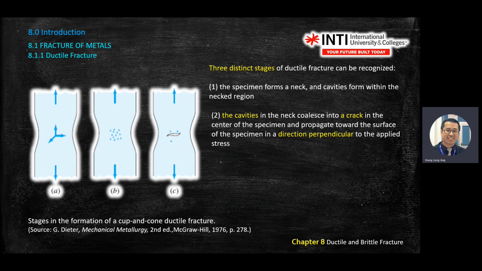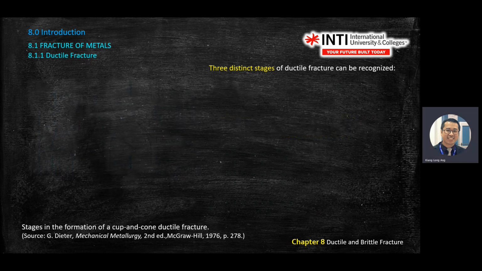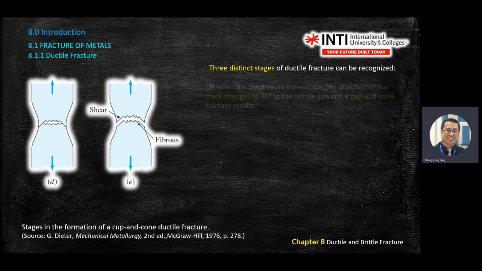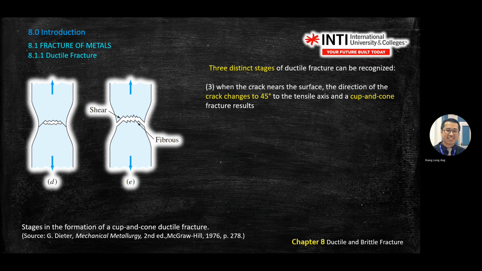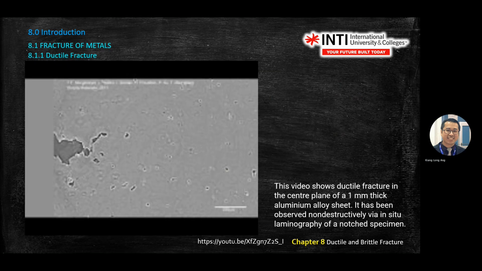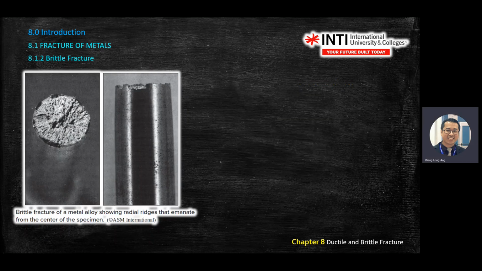You draw a small bubble here. Then after cavity, it turns into crack, but there are still a few cavities or small bubbles here. But again, don't use the word bubble. Use cavity. Then the crack will form into cup and cone. This is cup. This is cone. That one is ductile.